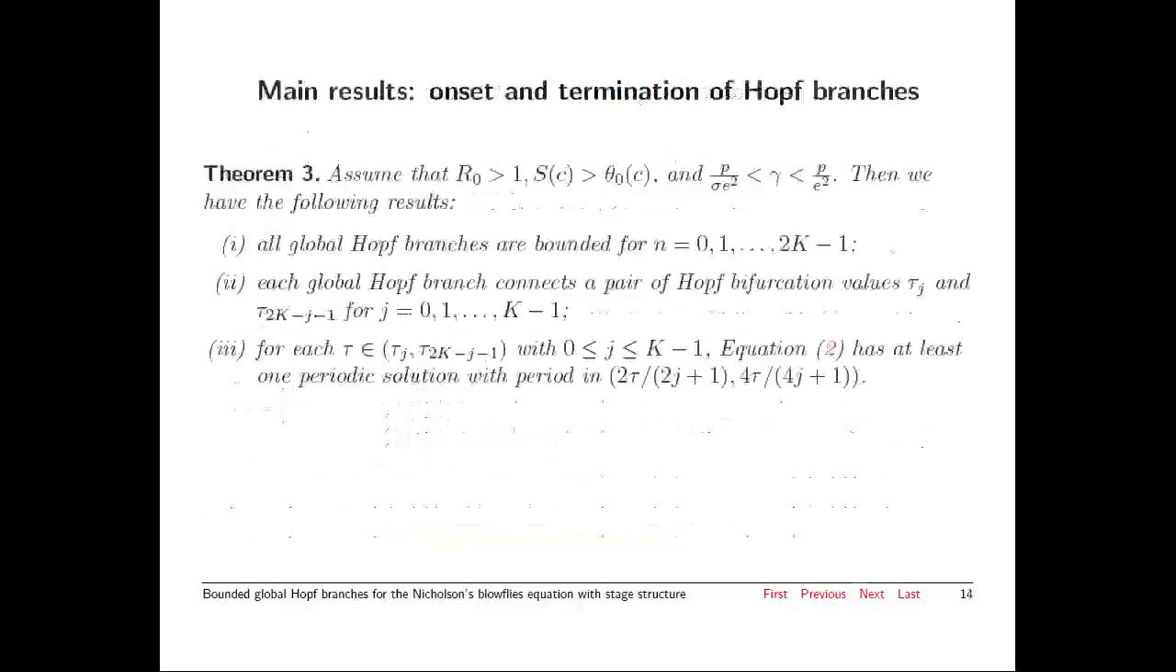And then we reach our main results on the property of the global Hopf branch. We proved that all global Hopf branches are bounded, which we already proved in the last slide. We also proved each global Hopf branch connects a pair of Hopf bifurcation values, the first J Hopf bifurcation value and the last J Hopf bifurcation value. And we also mentioned the period interval of the periodic solutions on each global Hopf branch.